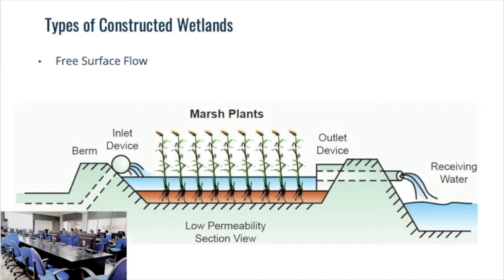And this system has a few disadvantages, like in our tropical conditions mosquito breeding can be a problem when we have this open water surface on top of the wetland. But still it is also practiced in the industry. So this is free surface flow.